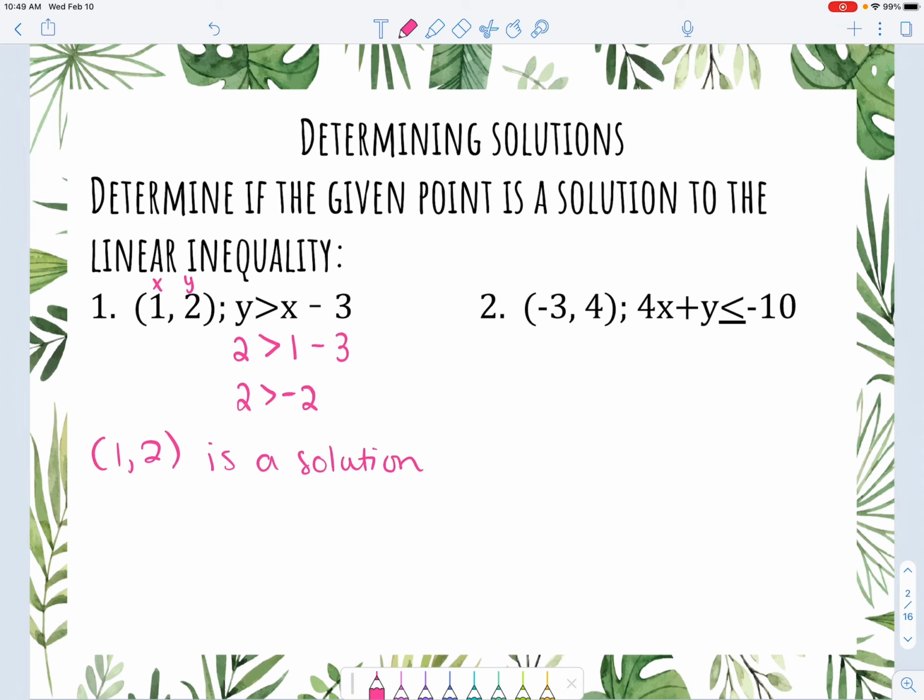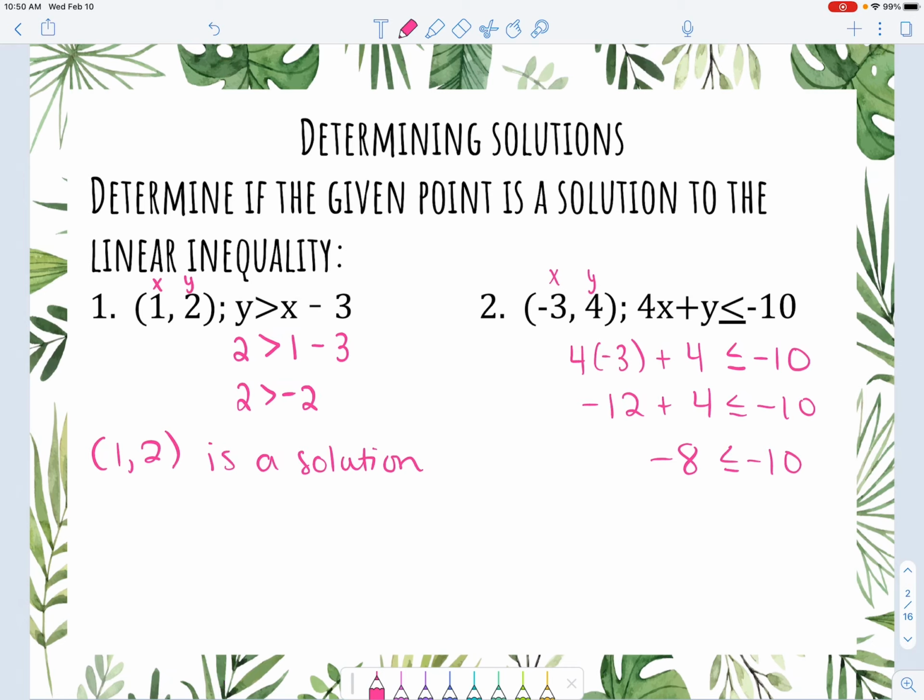Let's try another one. We have the ordered pair negative 3, 4. Here's my x, here's my y. And we have a linear inequality that kind of looks like a standard form equation, ax plus by equals c. 4 times x is going to get replaced with 4 times negative 3. Plus y becomes plus 4. And then I bring down the rest of my inequality. I have to multiply first before I can add. So I'm going to multiply and get negative 12, and I'm going to add those results together and get a negative 8. So we have negative 8 is less than or equal to negative 10.